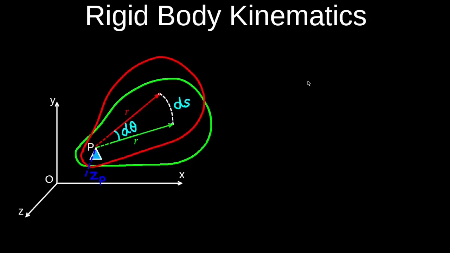as any particle in that rigid body would basically be undergoing circular motion. And using the arc length formula and dividing through by dt, we have a relationship between the tangent velocity and the angular velocity.